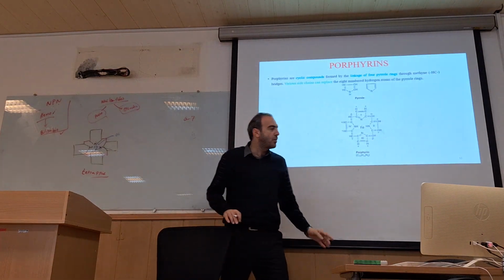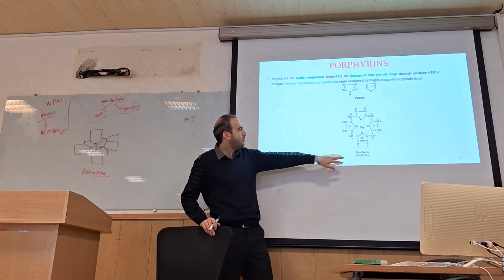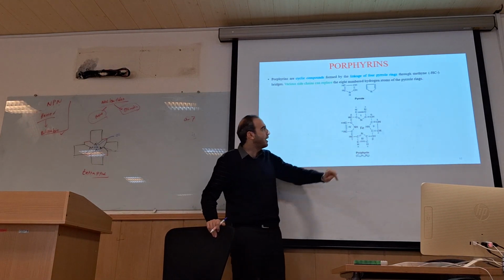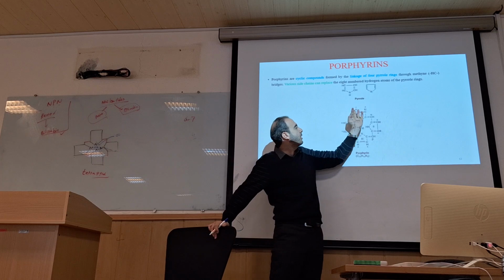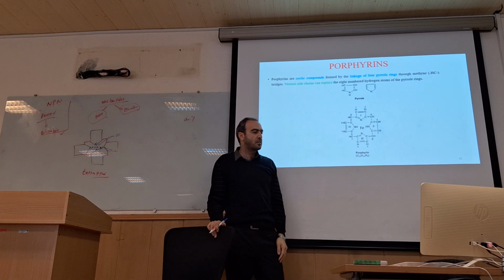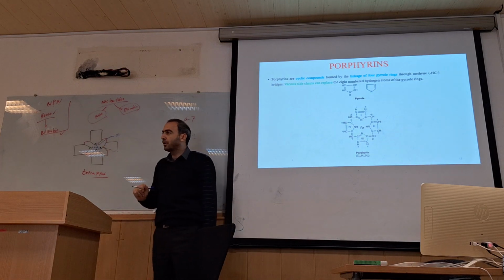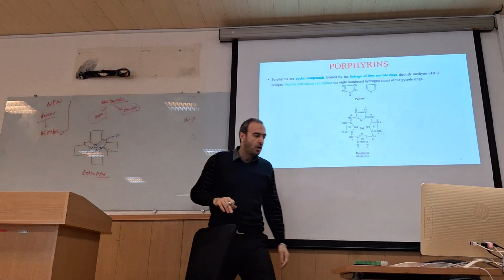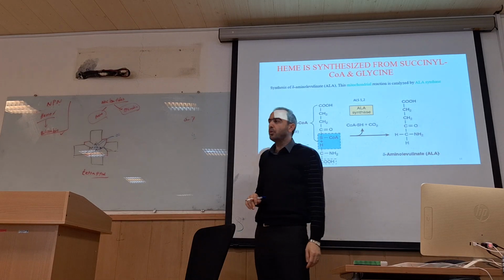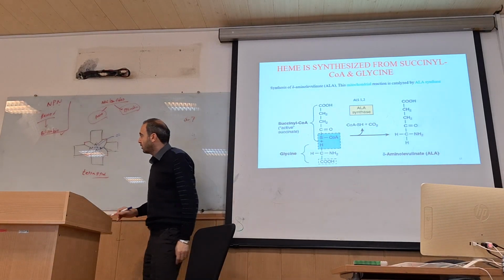Here is the structure of porphyrin. You can see we have iron and 4 pyrroles. This is a pyrrole, and 4 of them together create a tetrapyrrole. But how can we create this pyrrole and tetrapyrrole? First of all, we need 2 compounds. They are what?